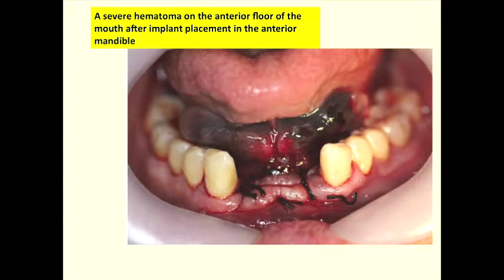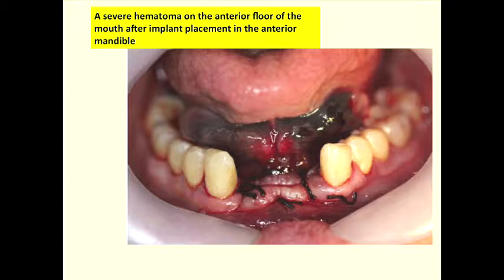Here's the first case: severe hematoma on the anterior floor of the mouth. You try to do implant placement in the anterior mandible, just the surgical part. The patient will never show you that immediately. You're not going to see that. He's going to come back after 24 hours. He's going to call you again: there's something wrong with my floor of the mouth.